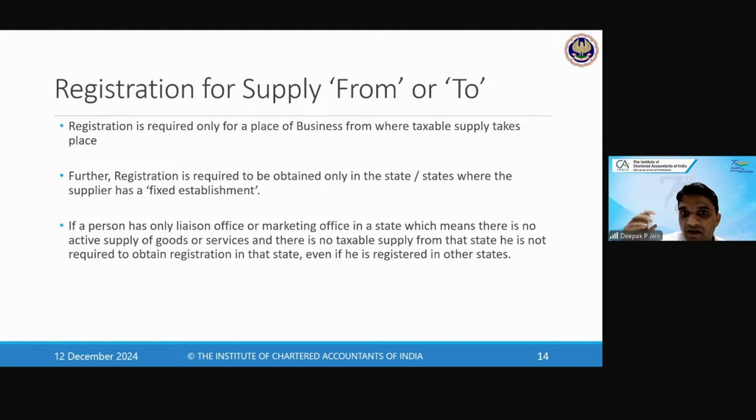Say I have one office in Karnataka. For my products, I need to do marketing in the north. So I've opened a marketing office. The marketing office will do only marketing. If any customer wants the products, they will raise it with the Karnataka office. So the Karnataka office will do the sales and the marketing office in Delhi will do only the marketing. Since that marketing office is not doing any supplies, that office need not take any registration.